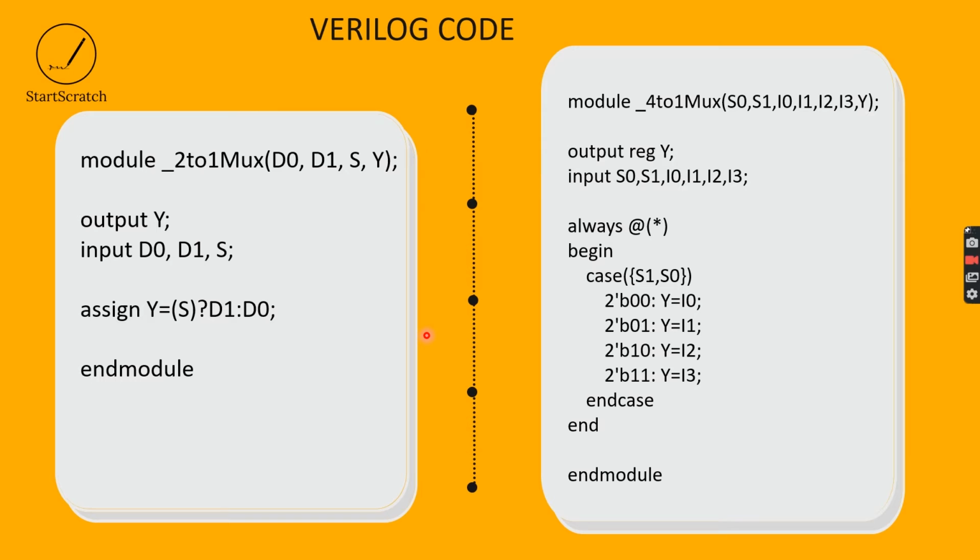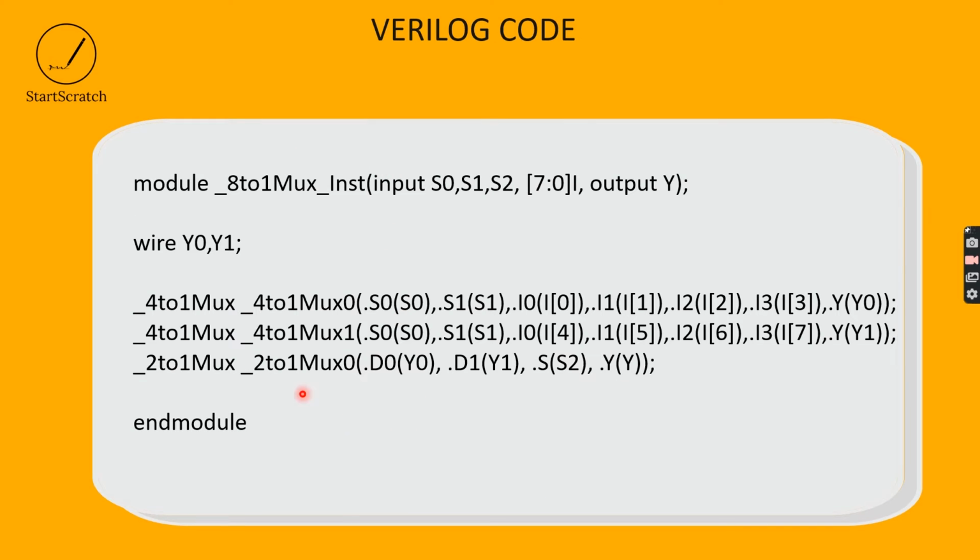By means of place means, let's take the 2:1 multiplexer. Here the port list is in the order of 2 inputs, 1 selection line and 1 output. You should give the values in the instantiation, like the instantiated module name 2_21 mux, and then you need not give these brackets, dot, all this stuff. You can simply give the values like 2 inputs, selection line and output, which you want to give, like Y0, Y1, S2. Here you can take it like this: Y0, Y1, S2, Y.